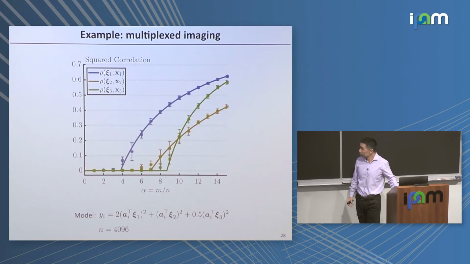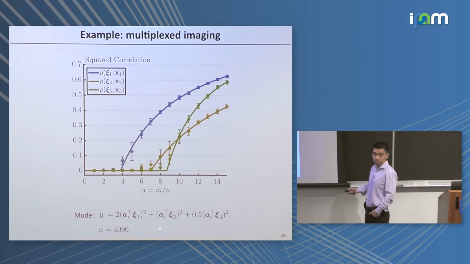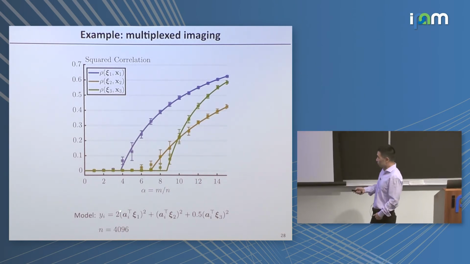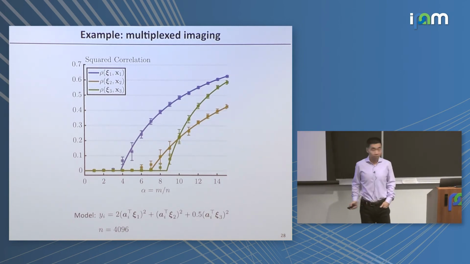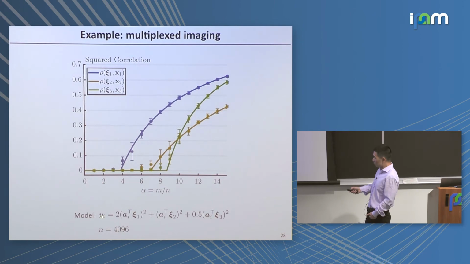All right, okay. Some simulation results. This is the model of multiplexed phase retrieval. The measurement contains information about 3 underlying images, and the coefficients are also unknown. You can solve this using a spectral method, and you can see the correlation that you would get.